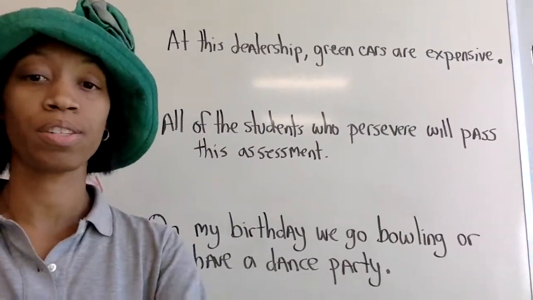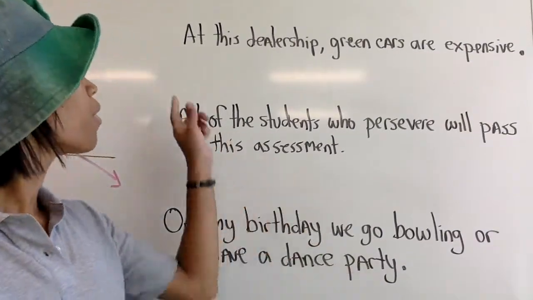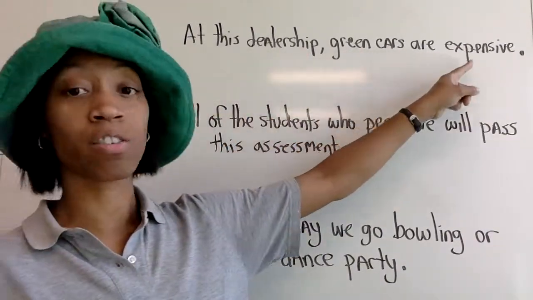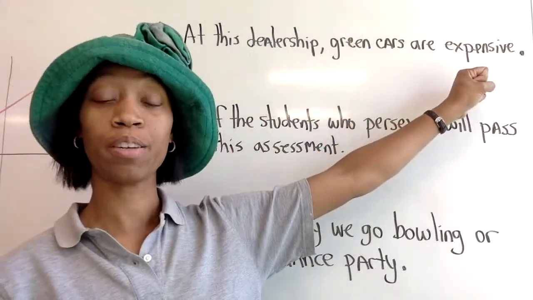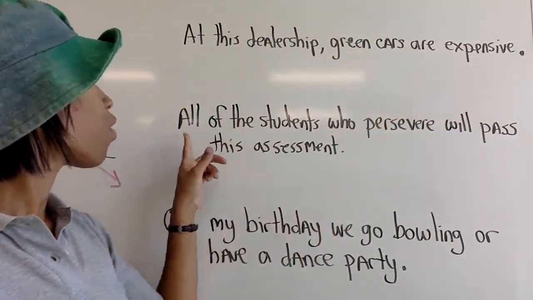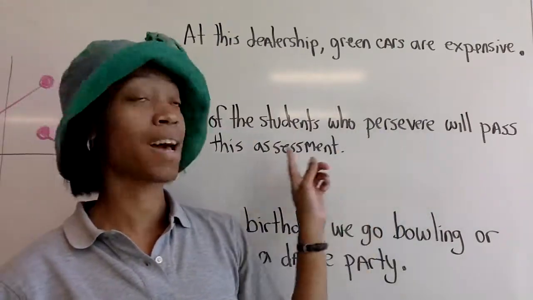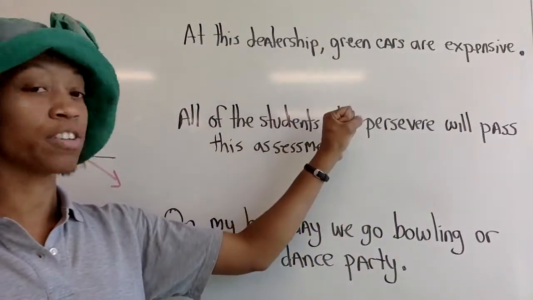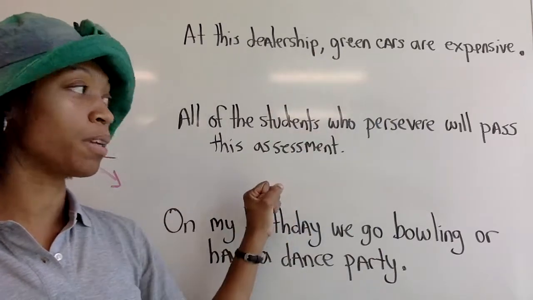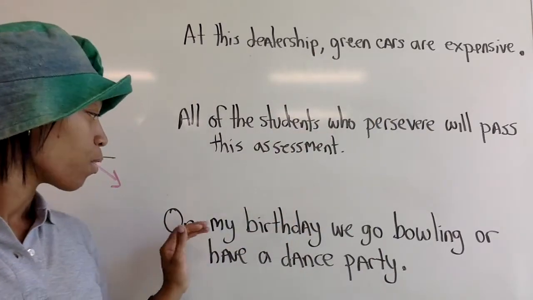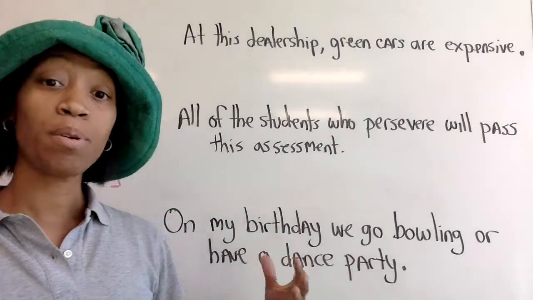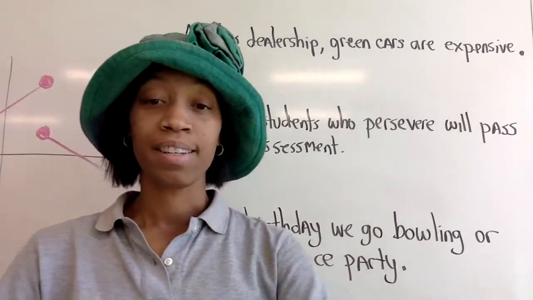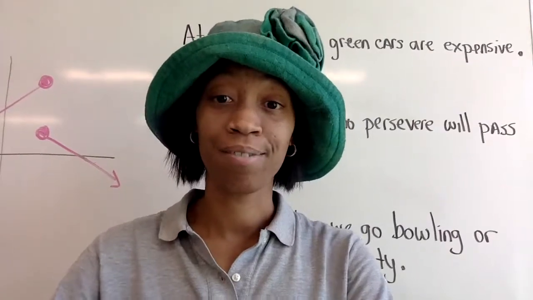These function rules say, at this dealership, green cars are expensive. Input green car, output price expensive. All of the students who persevere will pass this assessment. Input student who perseveres, output pass the assessment. On my birthday, we go bowling or we have a dance party. Input birthday, output bowling or dance party.